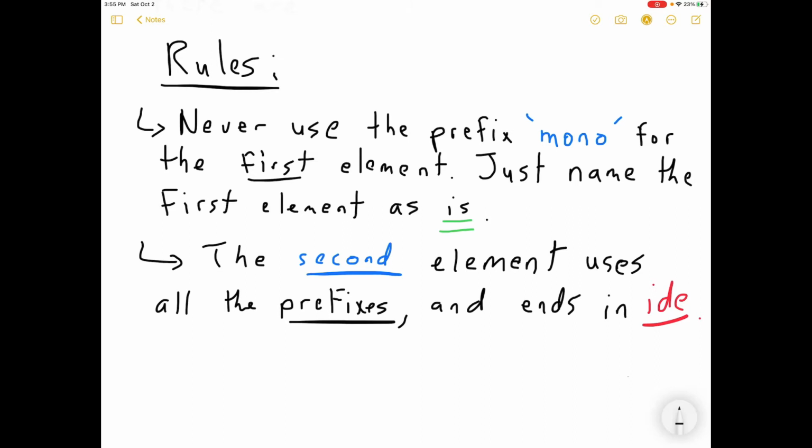The second rule worth mentioning is that the second element uses all the prefixes, including mono, and it has a suffix. It ends in "ide." So let's say there are 2 oxygens. It'll be dioxide. And the ide tells us that it's the second element in the compound.